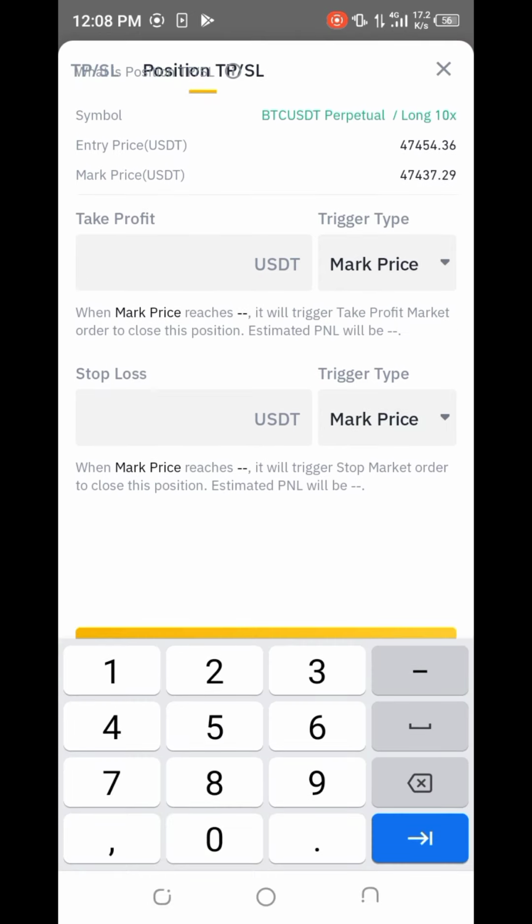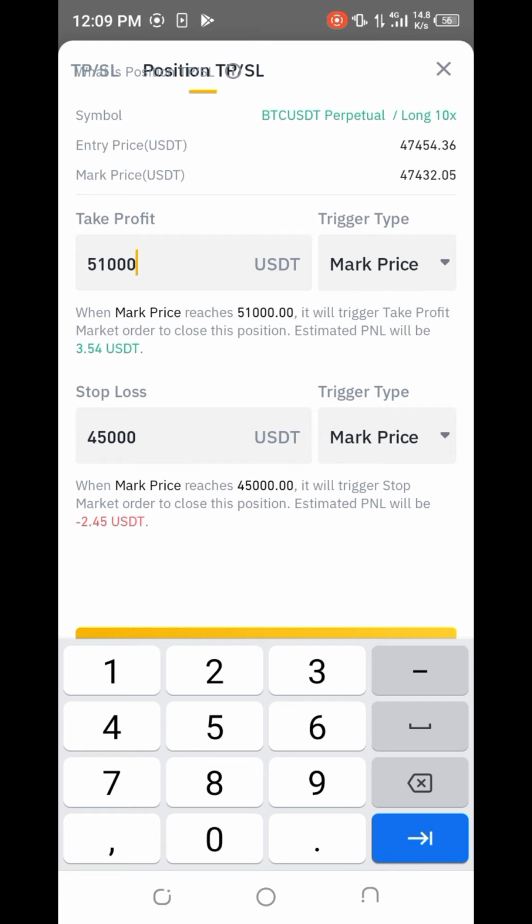When you click here, our stop loss is at 45,000. And when it gets to 45,000 without first making us profit, this is what we are going to see: minus $2.45. And now look at take profit. Based on the chart, you know exactly which level to take profit. So assuming BTC gets to 51,000 in our favor, we are going to be in a profit of 3.54 USDT. So this is how it is.